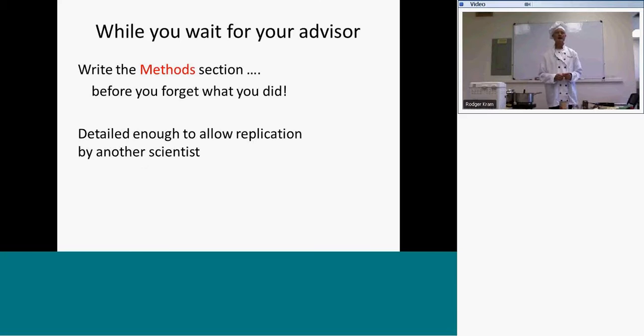So while you wait for your advisor, I suggest that you write the methods section. Partly this is before you forget what you did, because time can elapse, other projects come into play, all sorts of other things can interfere with progress in getting this paper done. So the methods, I'm not going to tell you too much about. They vary from study to study and lab to lab. But the most important thing about methods is they have to be detailed enough to allow replication by another scientist in the field. So you don't have to describe what a force platform is if you're published in the Journal of Biomechanics. But you do need to specify which force platform you used, what sampling frequency, and how you filtered that data. Next, please.